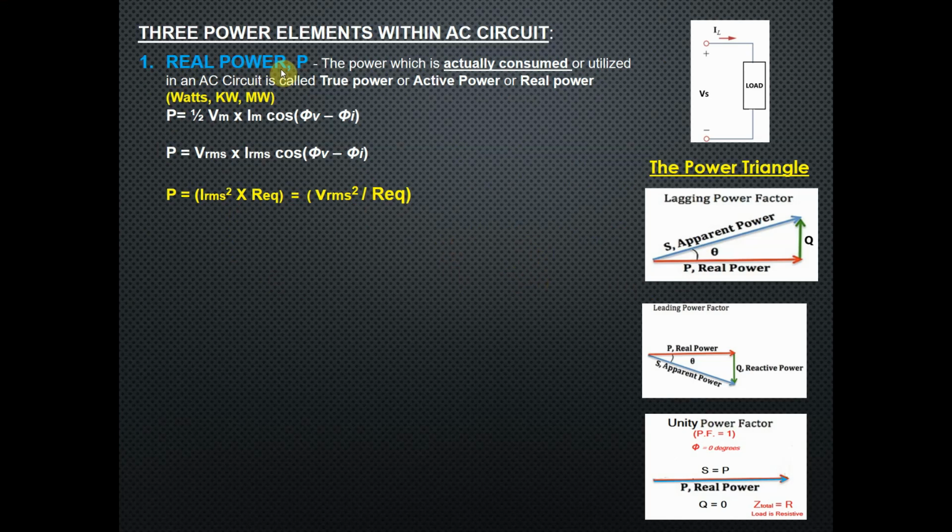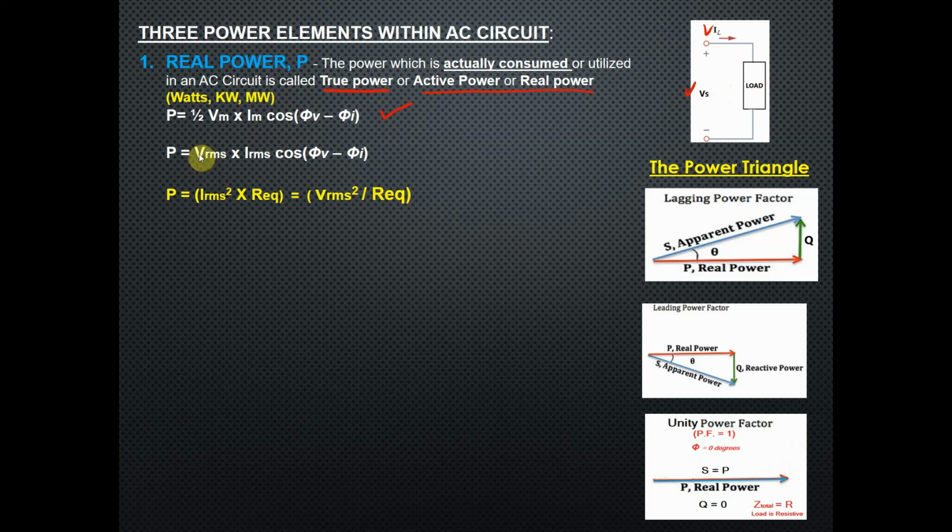So we have real power, the power which is actually consumed or utilized in an AC circuit. This is also called true power or active power or real power. Now the formula to determine the real power is equal to 1/2 Vmax Imax cosine (theta V minus theta I). So 1/2 Vmax, so this is in terms of V peak or Vmax, Imax multiplied by the cosine of the angle between VS and IL. So this is one equation.